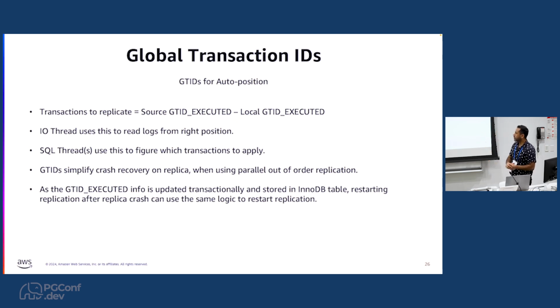GTID also makes crash recovery very simple on a replica. So if a replica is applying multiple transactions in parallel, even out of order, and it crashes, it can come back up, look at the system table, and know exactly what transactions got applied and what got rolled back, and reapply the ones that got rolled back.